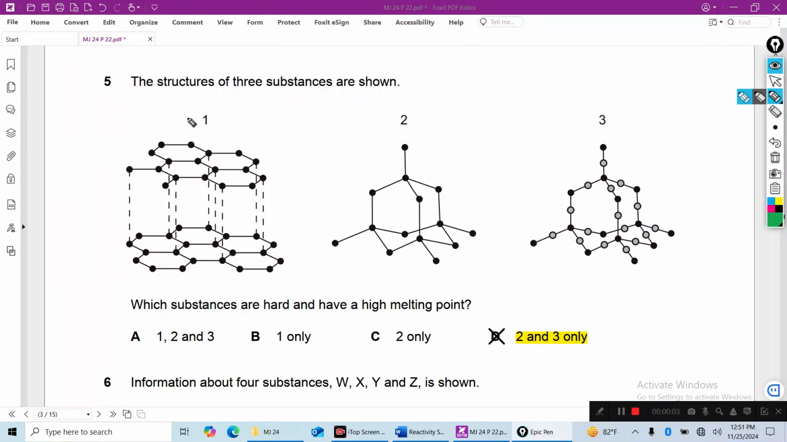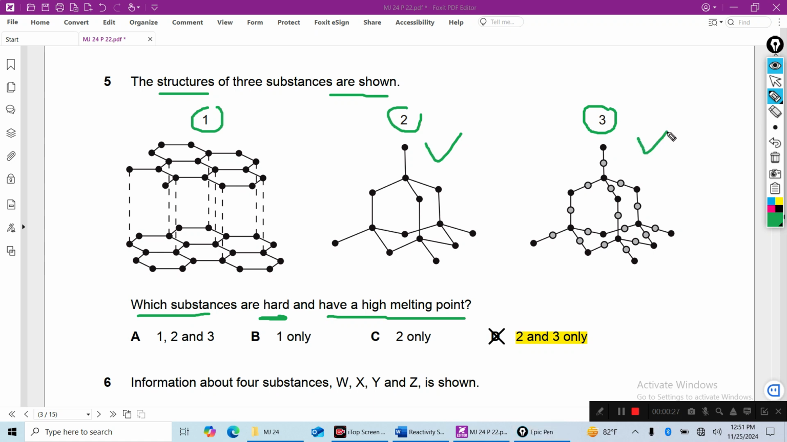Number 5, the structures of three substances are shown. This is number 1 graphite, number 2 diamond, number 3 silicon dioxide (SiO2). Which substances are hard and have a high melting point? Diamond and silicon dioxide are hard substances. So 2 and 3 is the right answer.